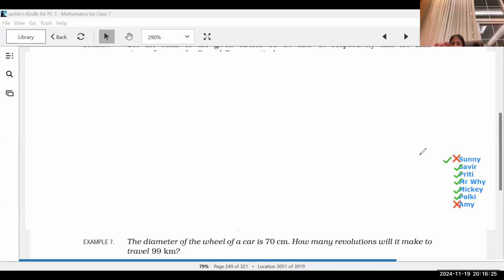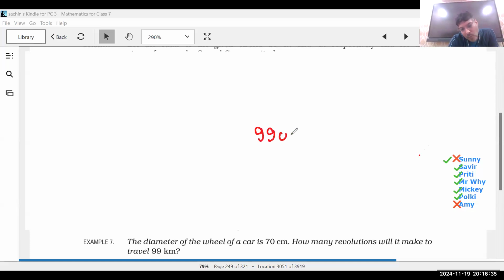I tried solving it for some time, but I did not get the right answer. How many revolutions will it make to travel that distance? So what we will do, we will divide 99,000 meters by the circumference. Circumference is pi times d.